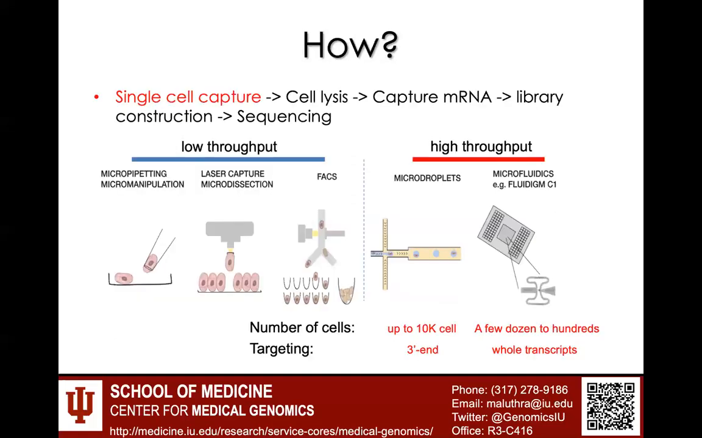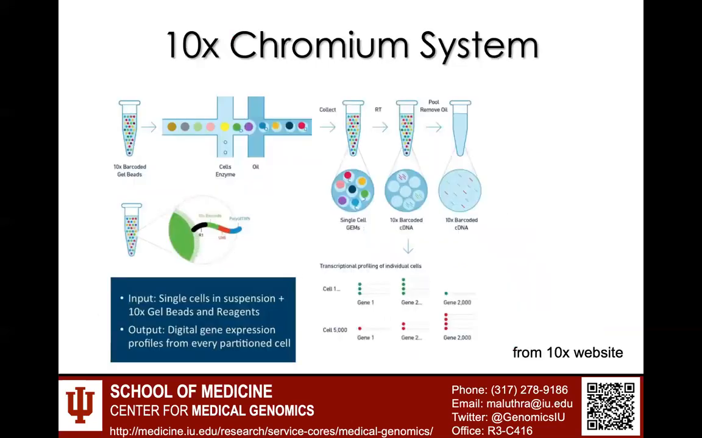The next question is, how do we do single-cell analysis? It includes several different steps: single-cell capture, cell lysis, capturing mRNA, library construction, and sequencing. Most of the innovation in recent years occurred in the first step, which is single-cell capture. On the left side of this figure, it shows several low-throughput technologies, but most high-throughput technology today is a micro droplet-based approach, as well as a microfluidic-based approach.